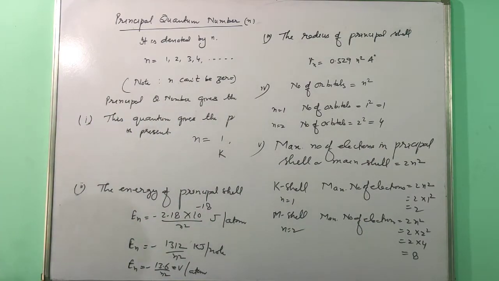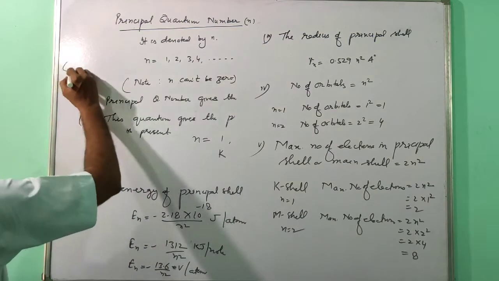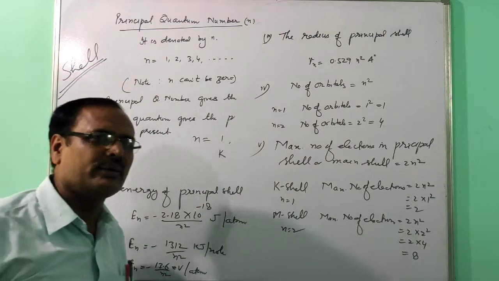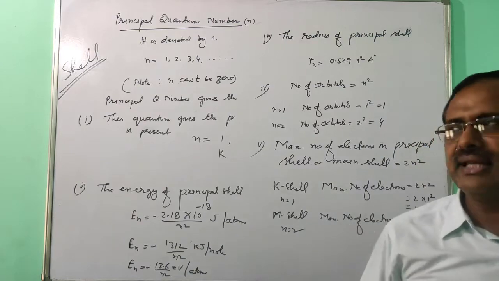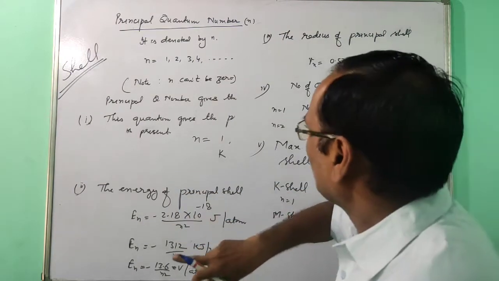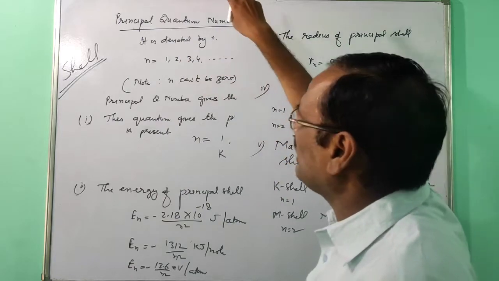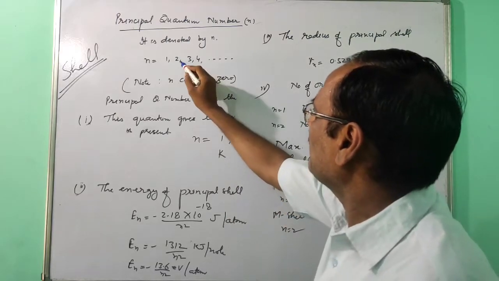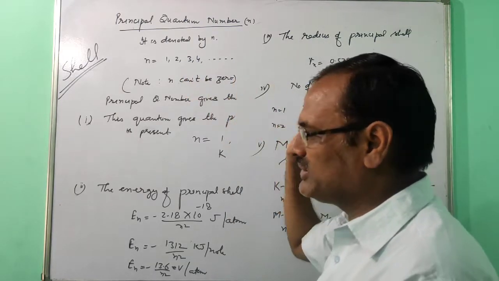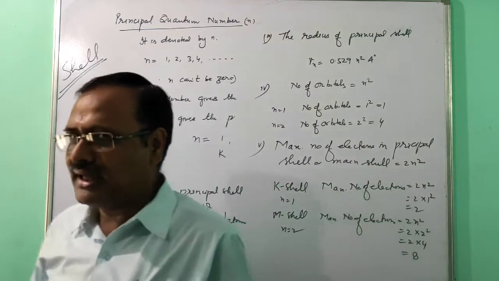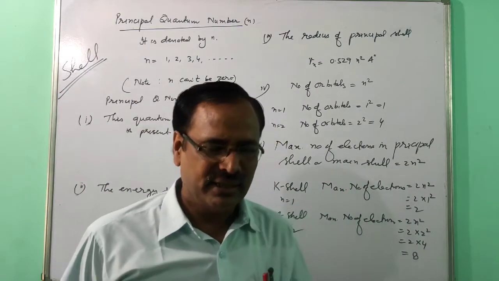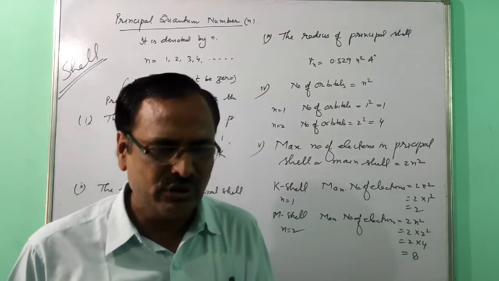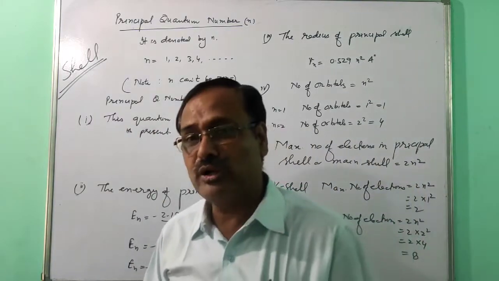The main thing you are getting is the shell. This is the main point. From this principal quantum number you get the principal energy shell, and the value of n will be 1, 2, 3, 4. It cannot be 0. Sometimes they ask a question to see whether a given set of quantum numbers is correct or not, and in that they put the value of n as 0. So I want to tell you the value of n cannot be 0.